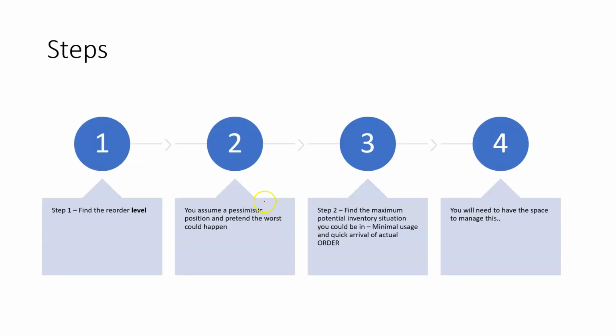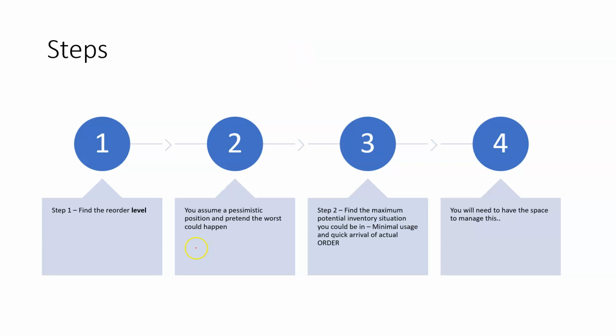The first thing we need to do when you're doing this, I've just written steps here, is you need to find the reorder level. So the reorder level is fundamentally the level at which you pick the phone up and call the supplier to say, listen, I need some more stock. That's the reorder level, right? It's just the level to which the stock drops, and you think, okay, we're now at this level, let's call the supplier, right?